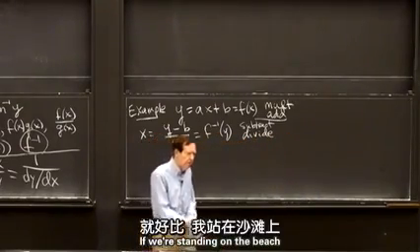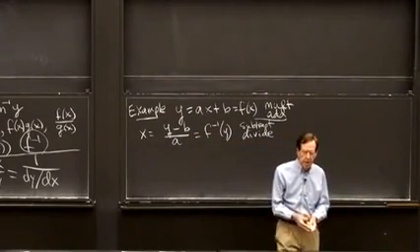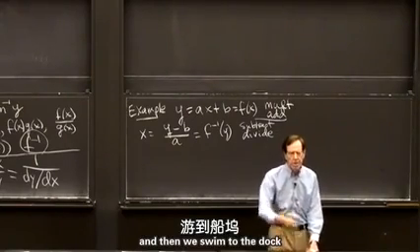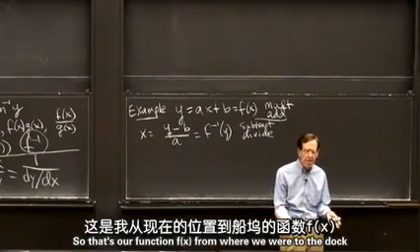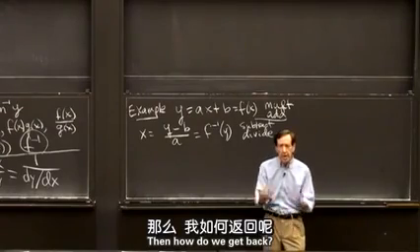It's that way in life, right? If we're standing on the beach and we walk to the water and then we swim to the dock, so that's our function f of x from where we were to the dock, then how do we get back?